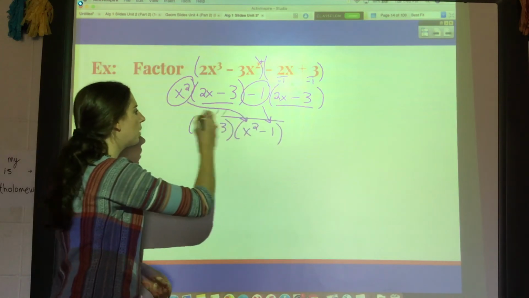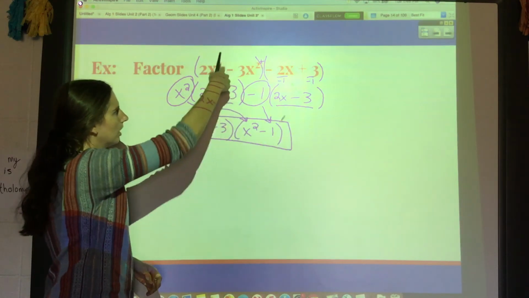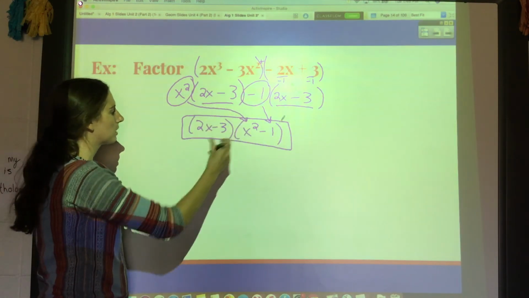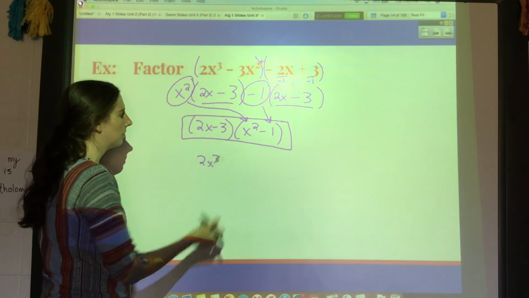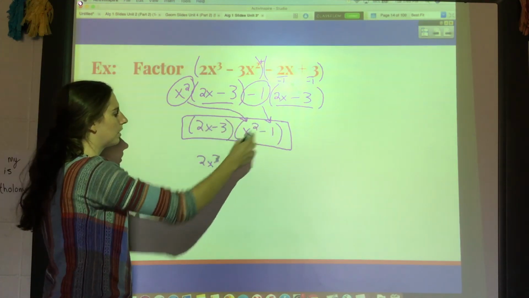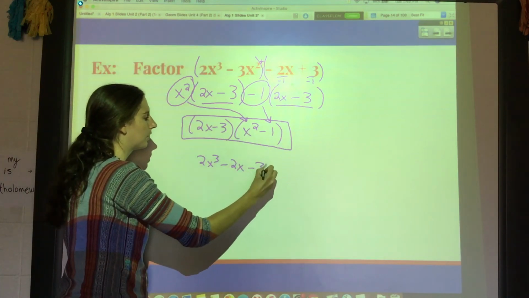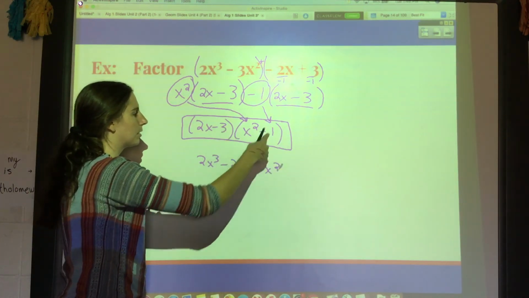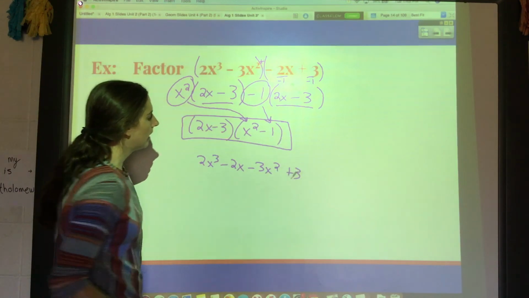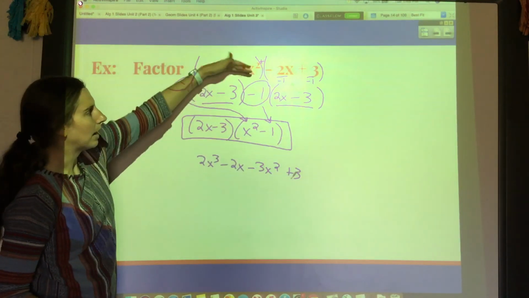And again, if you wanted to multiply it out, make sure it works. 2x times x squared is 2x cubed. 2x times negative 1 is negative 2x. This times this, negative 3x squared. Negative 3 times negative 1 is positive 3. And again, it's a little out of order, but it does match the original.